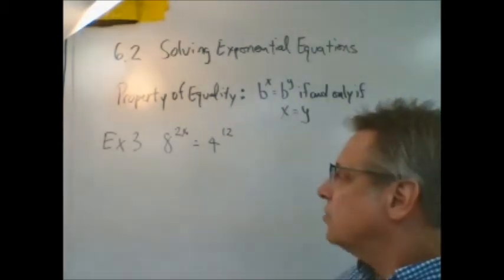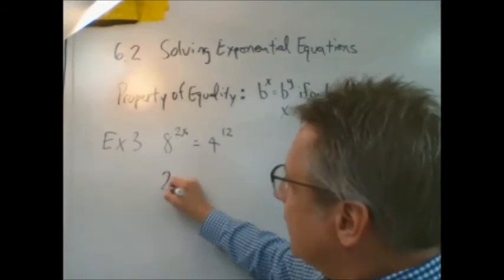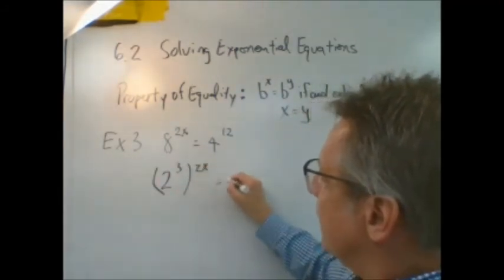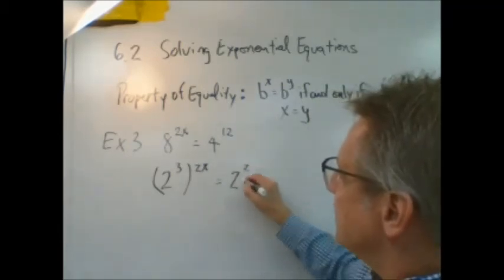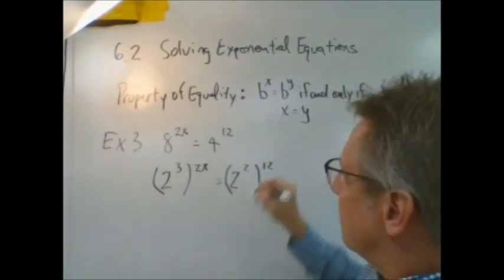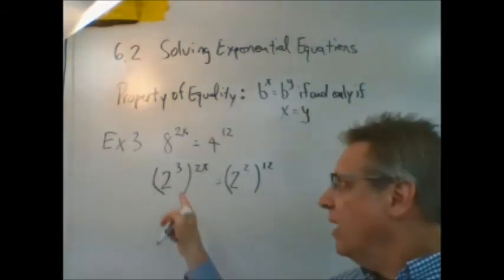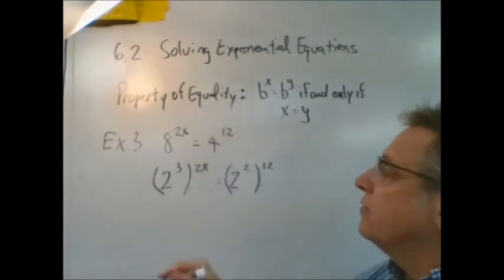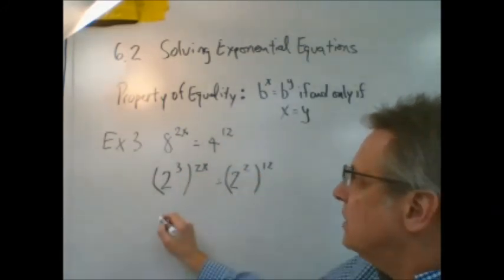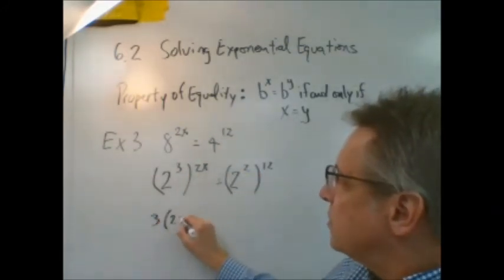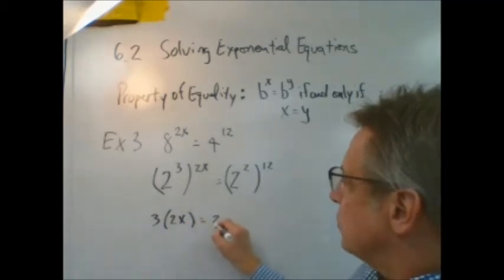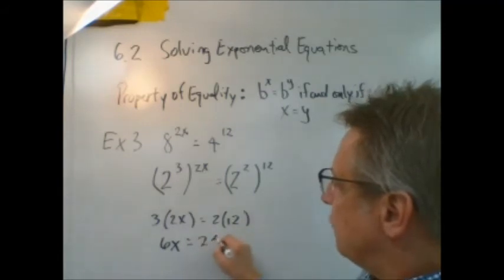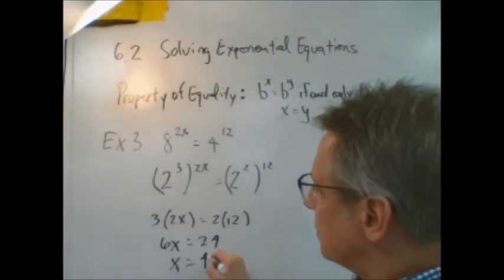And so let's try 2. I can write this as 2 to the third power. And I can make this 2 to the second power. And now I have the bases equal to each other. Now I can invoke the property of equality and just set the exponents equal to each other. 3 times 2x equals 2 times 12, or 6x equals 24, or x equals 4.